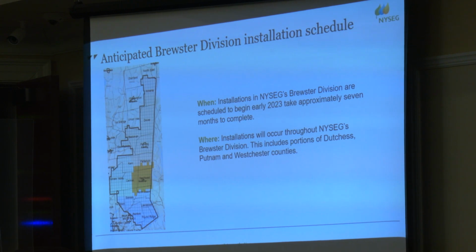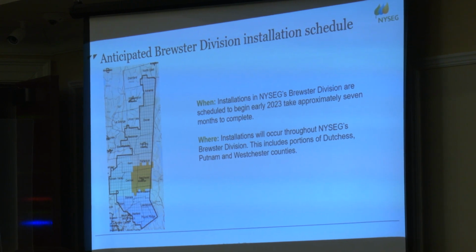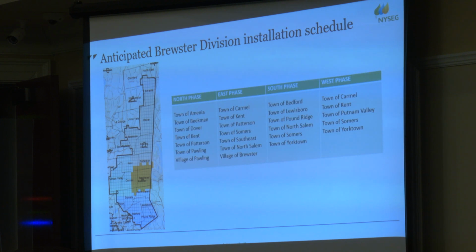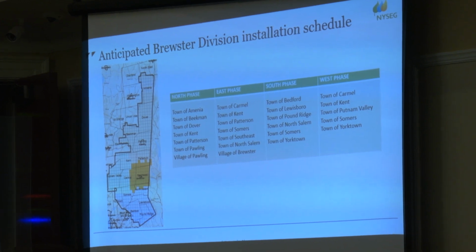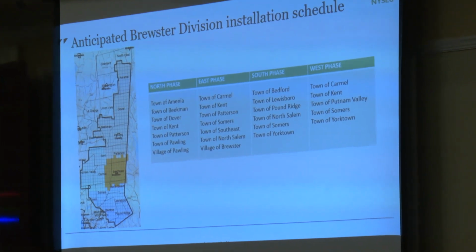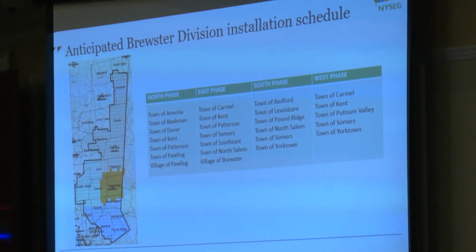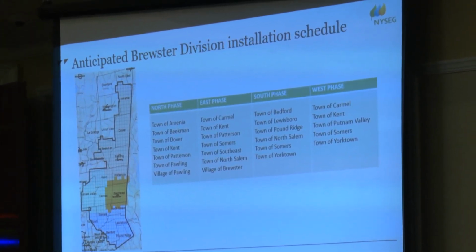Here in the NYSEG Brewster Division, we're looking to begin in early 2023, and that's going to encompass not just Putnam and Westchester counties. We're going to do this in 4 phases: the north phase, then the east phase, the south phase, and the west phase. Southeast will fall under the east phase, for both gas and electric, because I know quite a few customers have gas here in Southeast.